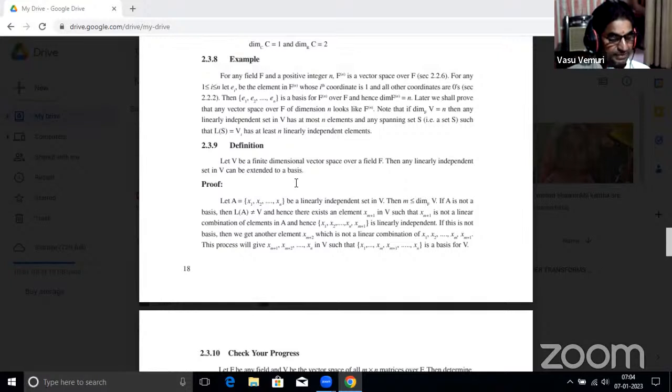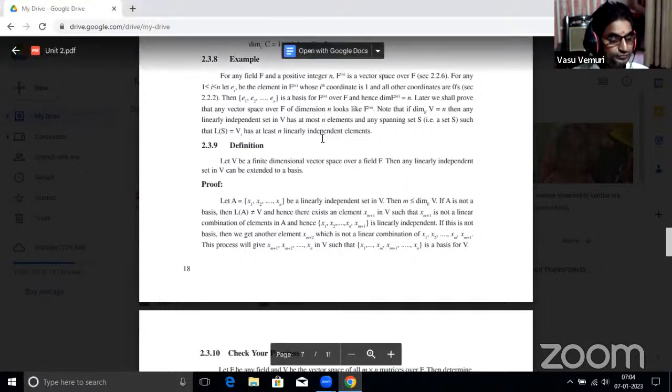What is extended to a basis of this part? Finite dimensional vector space, simply FDVS. Let capital V be a finite dimensional vector space over the field capital F. Then any linearly independent set in capital V can be extended to a basis. Okay. See the proof.